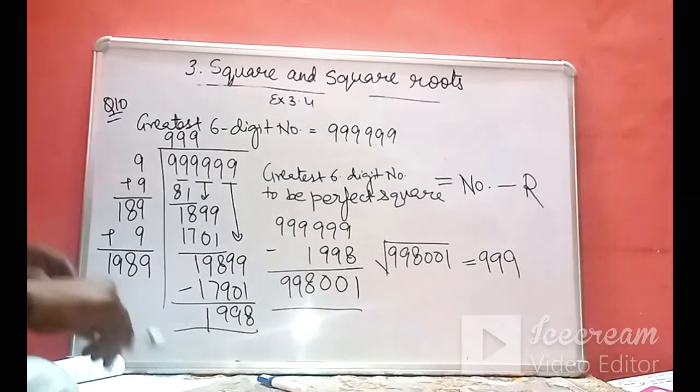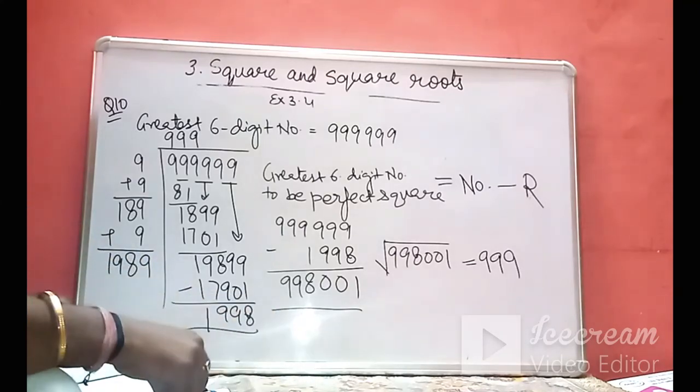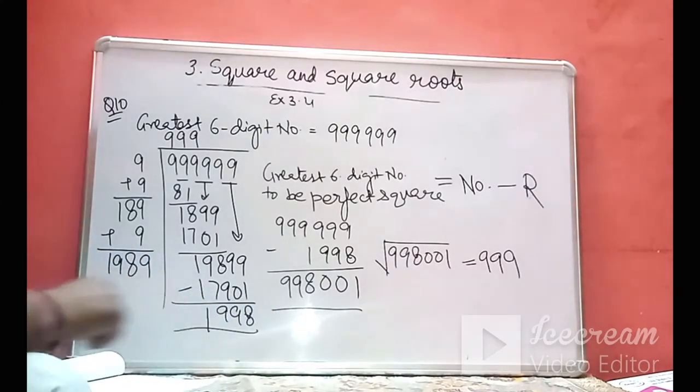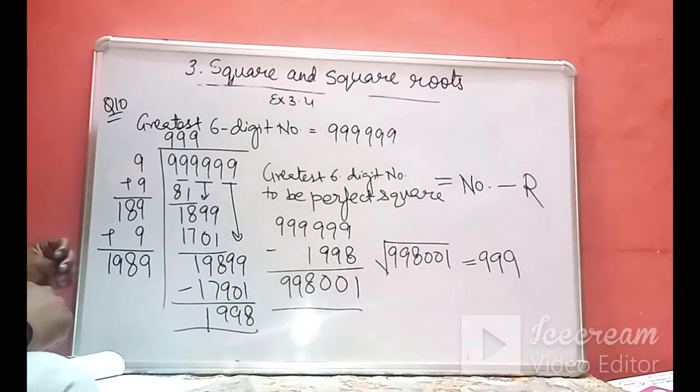So this is how we can solve the questions using the long division method. So you just solve the remaining questions, then we will discuss how to calculate the square root of the numbers which are not perfect squares.